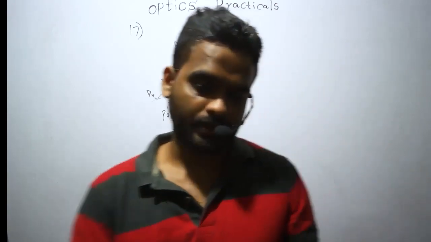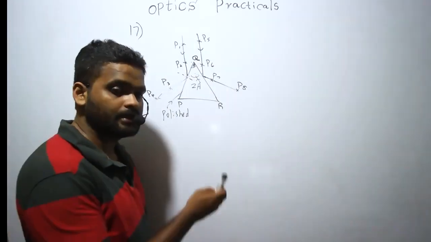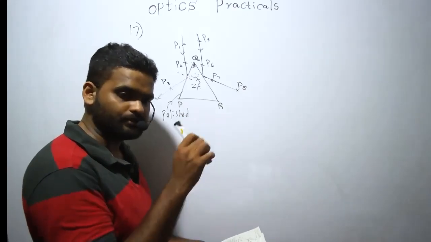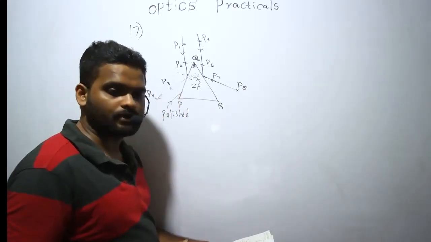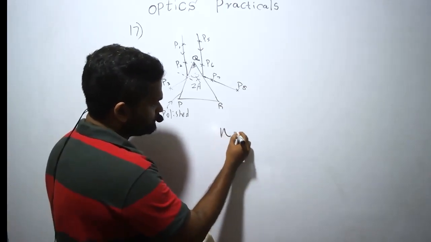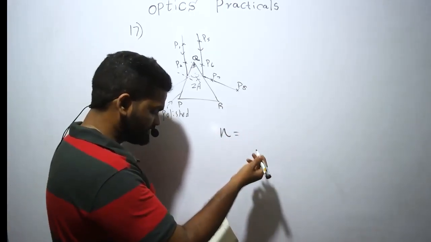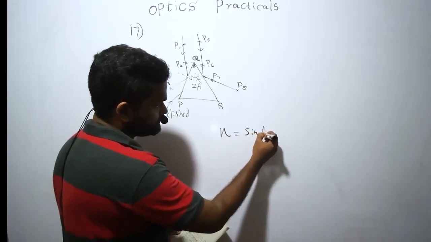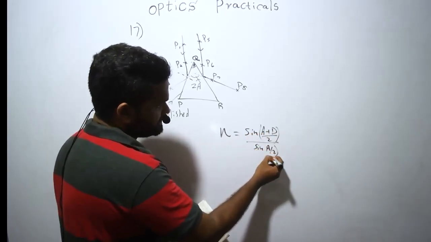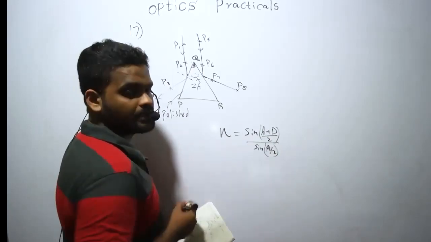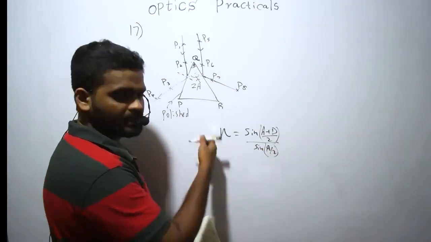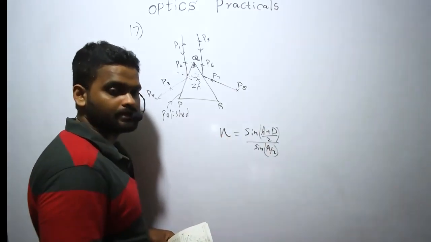Okay, so now we found the minimum deviation angle, D min you found, and the prism angle also you found, right? So if you need to find the refractive index, you can simply substitute those values here. In this equation, prism angle you know, angle of minimum deviation you know. You can substitute those and find the refractive index.